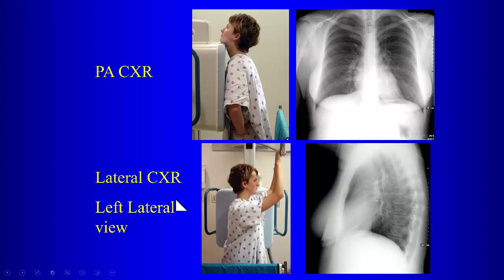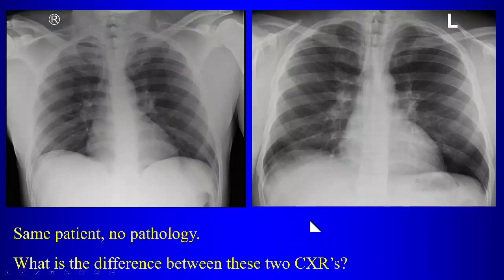The lateral chest radiograph is taken with the left side of the patient closest to the image receptor. Again, it's to minimize magnification of the heart since the heart is on the left side. So the X-ray beam goes from right to left through the patient, and we ask the patient to lift their arms to get the arms off of the lung fields on the lateral chest radiograph.